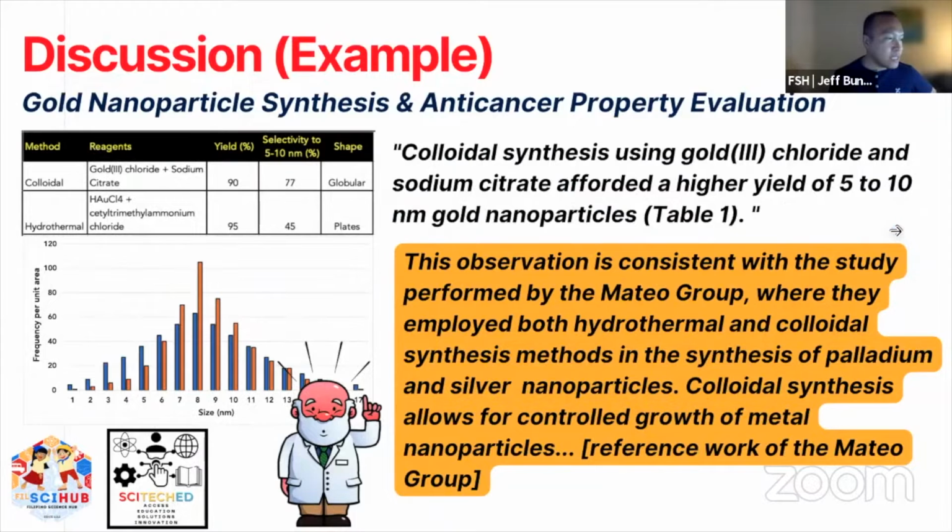So essentially we are comparing yung effectiveness ng colloidal and hydrothermal synthesis dito sa example na to. Pinakita natin yung yields at saka yung size distribution ng particles, no? And then yung pagkaka-describe natin dun sa result section ay colloidal synthesis using gold chloride and sodium citrate, nagbigay ng mas mataas na yield of the target 5 to 10 nanometer nanoparticle. So paano ba yung interpretation dyan?